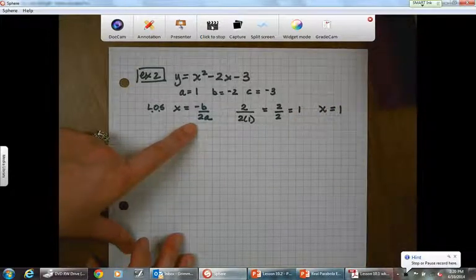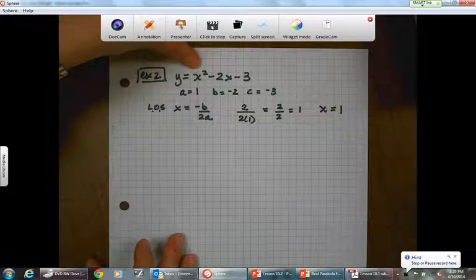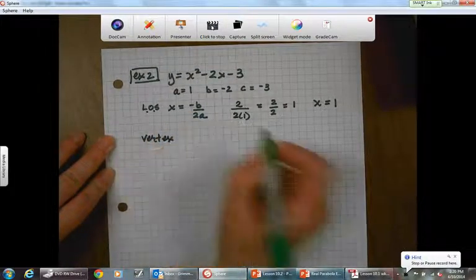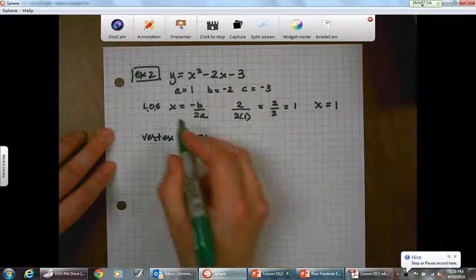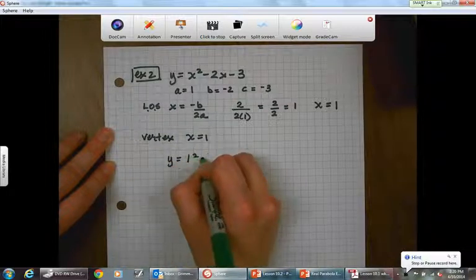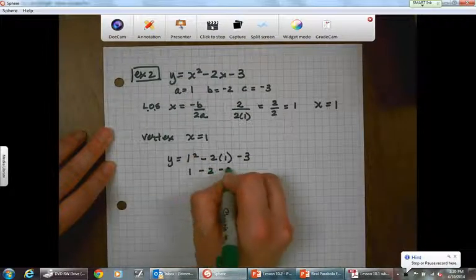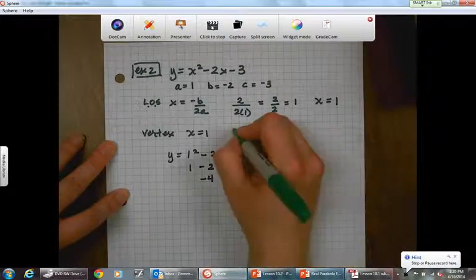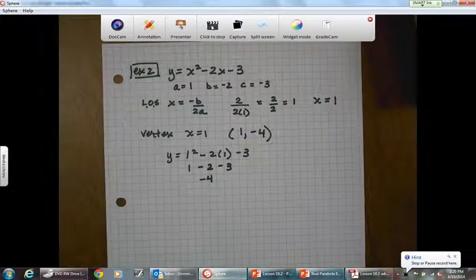I should know, because this is a positive, that this is going to face up, but I don't know what its minimum or maximum is, so I'm going to go ahead and figure out what that vertex is. And to figure out the vertex, I'm just going to plug x equals 1 back into my original equation. So y equals 1 squared minus 2 times 1 minus 3. 1 squared is 1, minus 2, minus 3. So it's going to be -4. So my vertex is now 1, -4. And that gives me a pretty good idea of how and where I need to draw my graph.